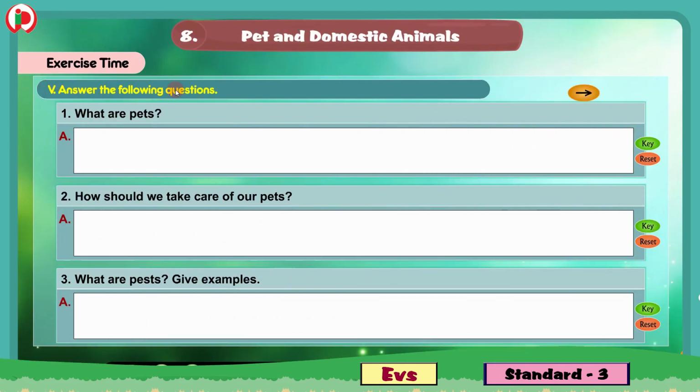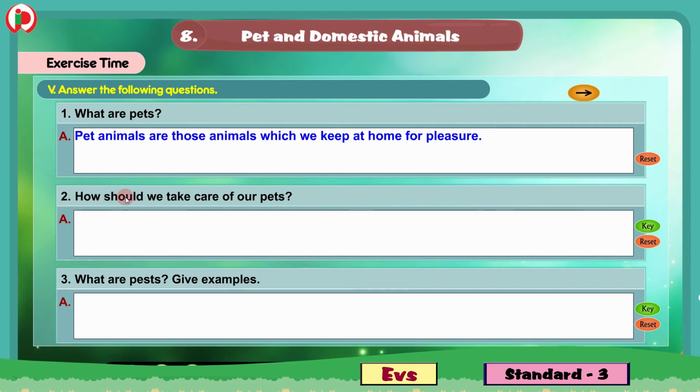The fifth bit under exercise time is answer the following questions. Here we are given a few questions. We will read the questions and write the answers for these given questions. 1. What are pets? The answer for this question is pet animals are those animals which we keep at home for pleasure.